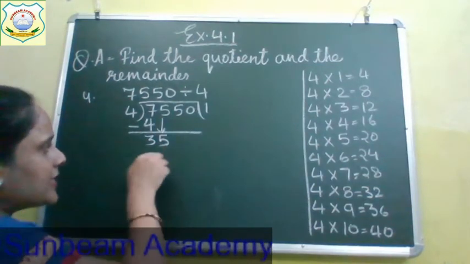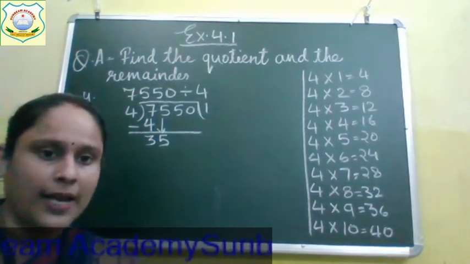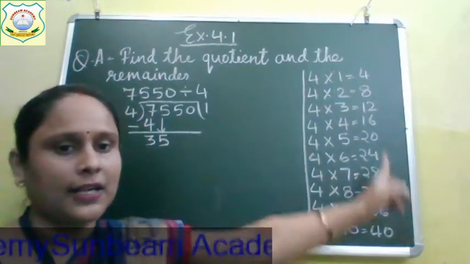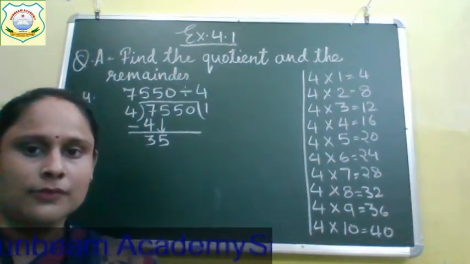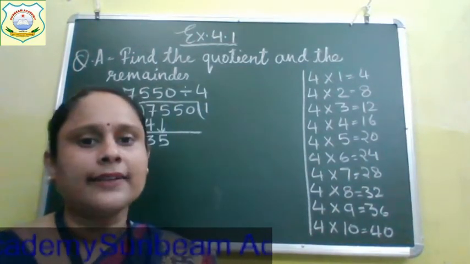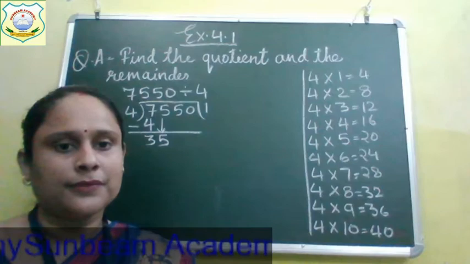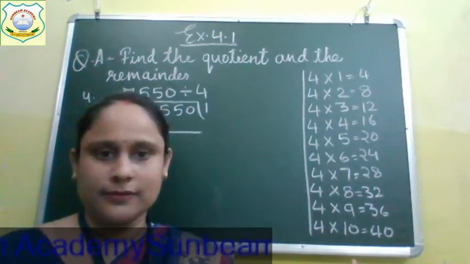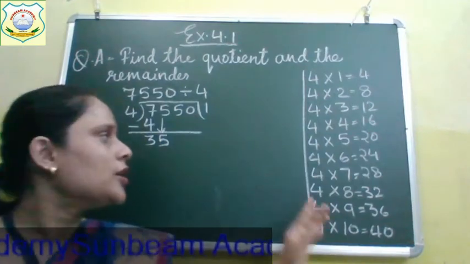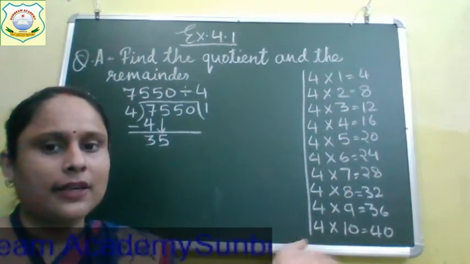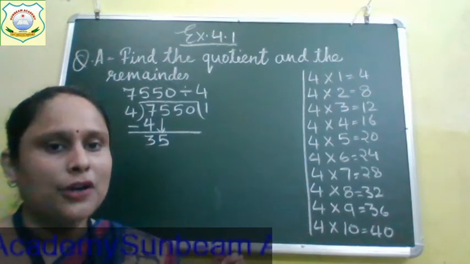We have to divide this number by 4. Now, can anyone see 35 in the table of 4? See everyone, can you find 35 in the table of 4? I cannot see it. Can you see? No, it's not there. So 35 is not in the table of 4.